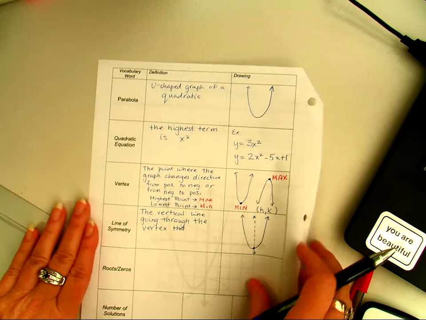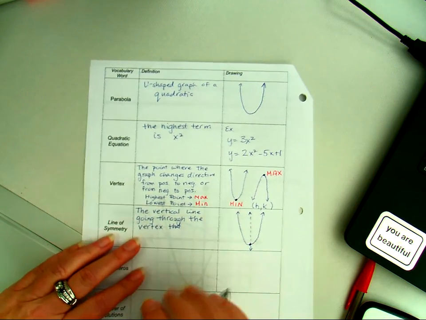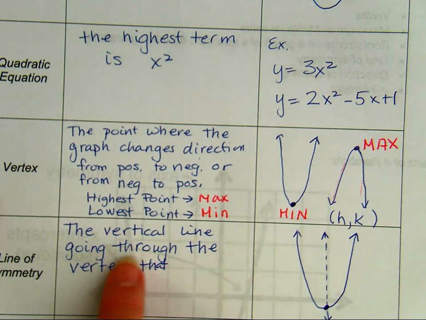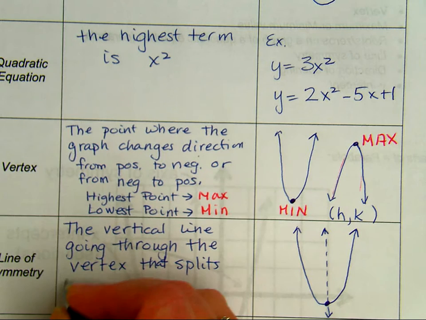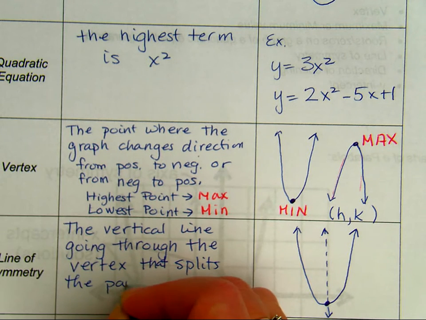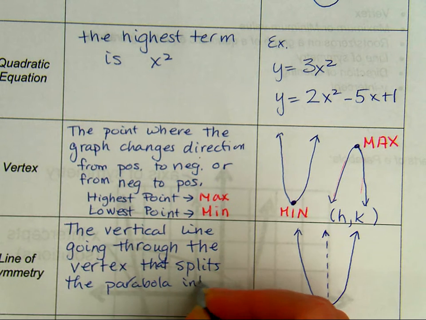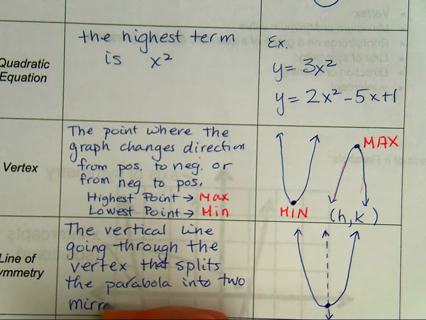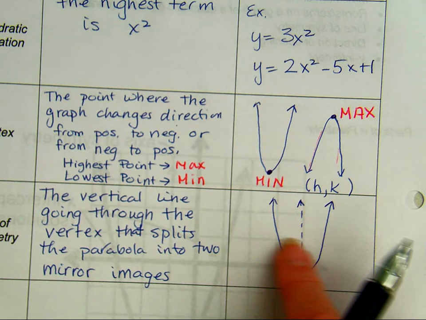And we're continuing on. So we were talking about the line of symmetry, and let me go through the definition here. It is the vertical line going through the vertex that splits the parabola into two mirror images. So this line right here cuts it right into two equal parts.